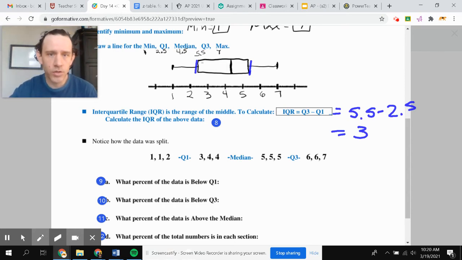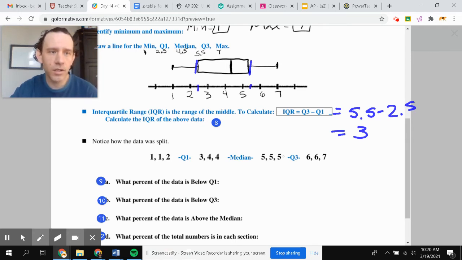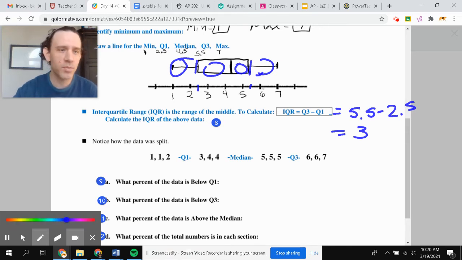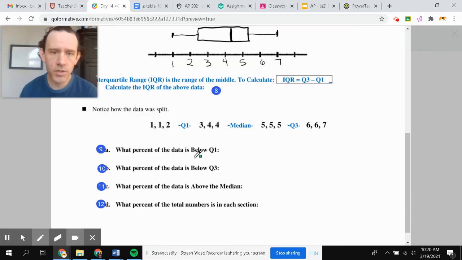So you can get numbers off of your box plot. Looking at the box plots, you look at where they land, and you can calculate range, IQR, and all the other parts of it. The next piece of this is like, what percentage of my data is in each of these sections, right? If we're splitting them up kind of evenly, I should have the same percentage in each of those sections. So let's explore that a little bit. So let's take this first question here. Okay, what percent of data is below Q1?